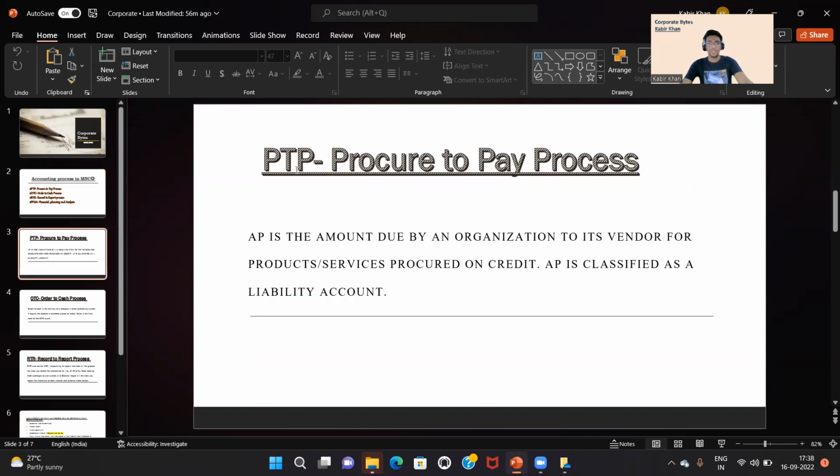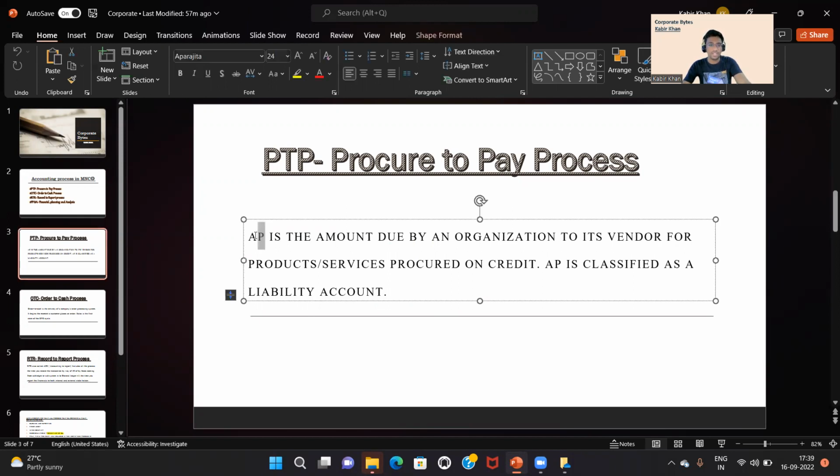Here we have the P2P process, the procure to pay process. This process comes into the picture when the company procures goods from different vendors on credit. When the company purchases goods from various vendors on a credit basis, the P2P process comes into the picture. In other terms, we also call it the accounts payable stream. AP is nothing but the accounts payable team.